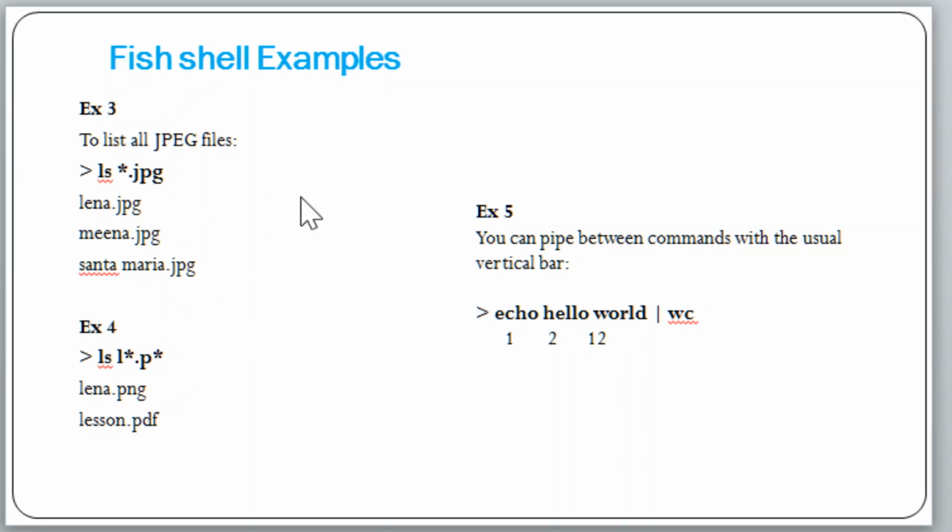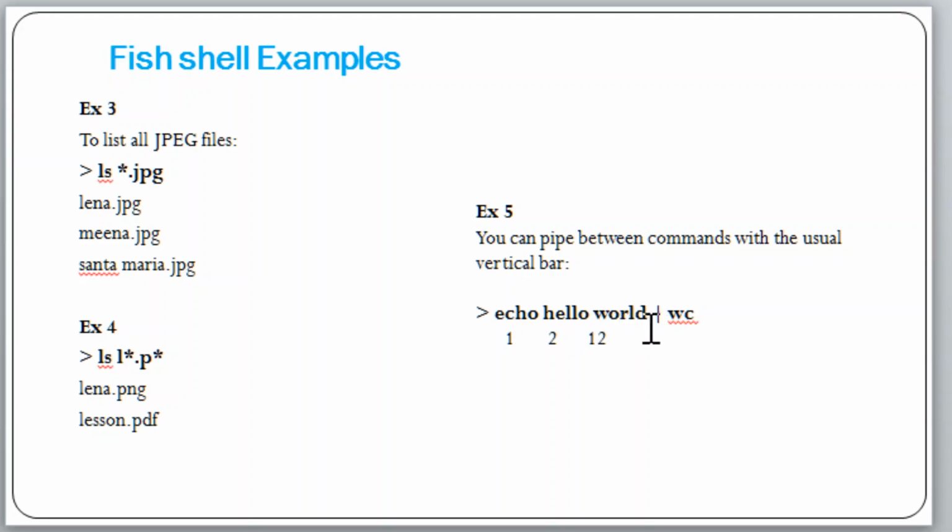We can also list JPEG files using the same metacharacters we talked about, ls *.jpg, and it'll list all the files that end in .jpg. We can also put those stars in between, so it'll list all files that start with an L and end with .p, just like this. And we can pipe just like we did before.